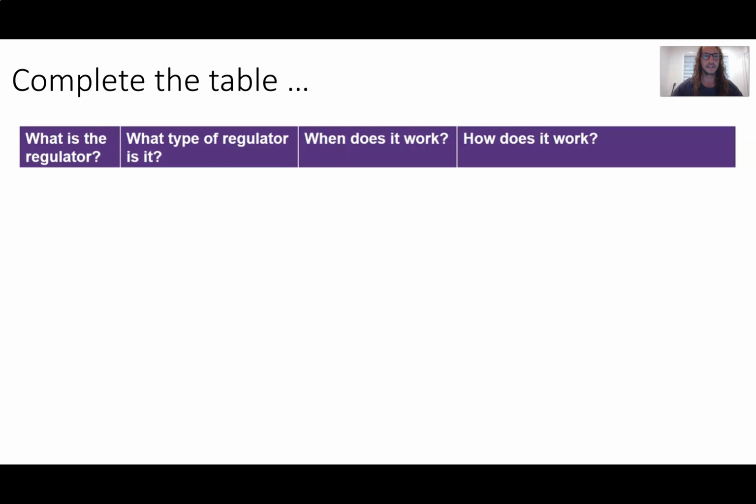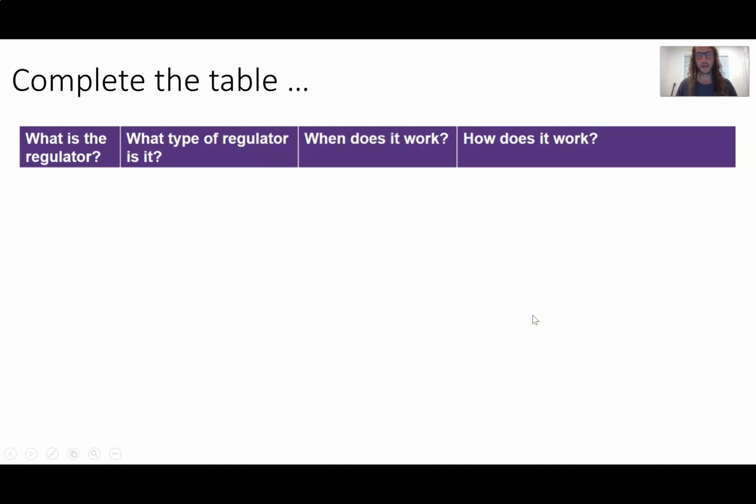Let's create this section where we have what is the regulator. So is it lactose that's going to regulate whether those enzymes are produced or not, or is it tryptophan? What type of regulator is it? There's another column. When does it work? And how does it work?